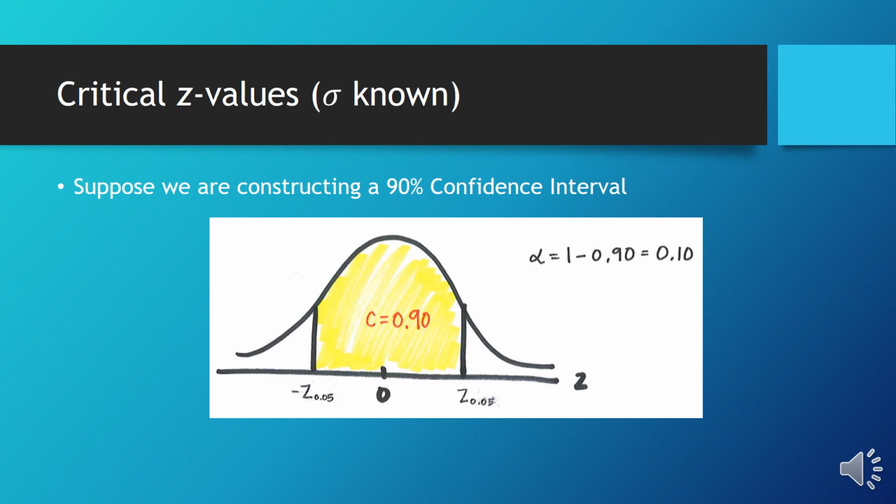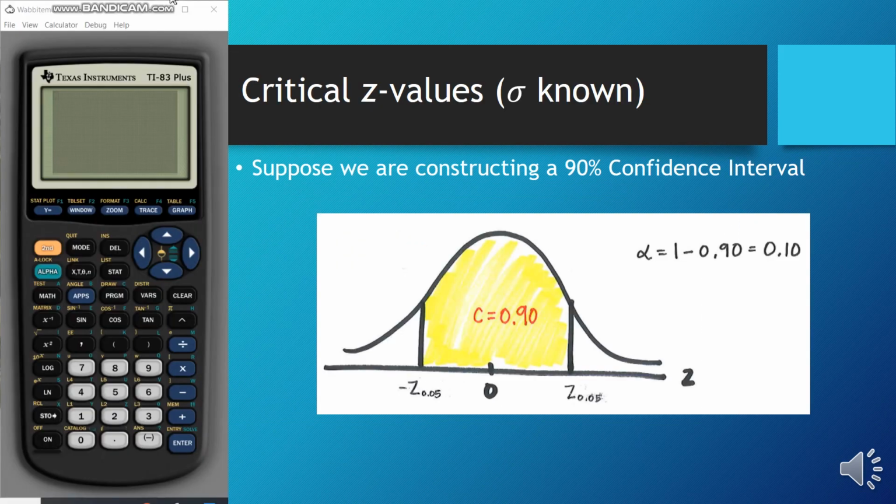Here you can see I've labeled my critical values, negative z sub 0.05 and then z sub 0.05. Excuse me, I think I might have said that last one wrong. Let me repeat it. The critical value on the right would be z sub 0.05. Now I'm going to show you how you can use the inverse norm function on your calculator to compute these critical z values.